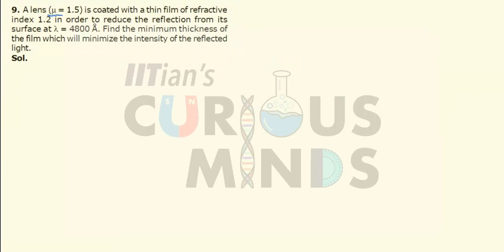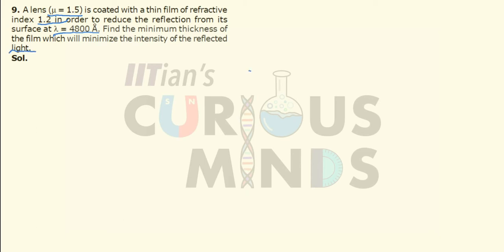A lens of refractive index mu equal to 1.5 is coated with a thin film of refractive index 1.2. In order to reduce the reflection from its surface at lambda 4800 angstrom, find the minimum thickness of the film which will minimize the intensity of the incident light.